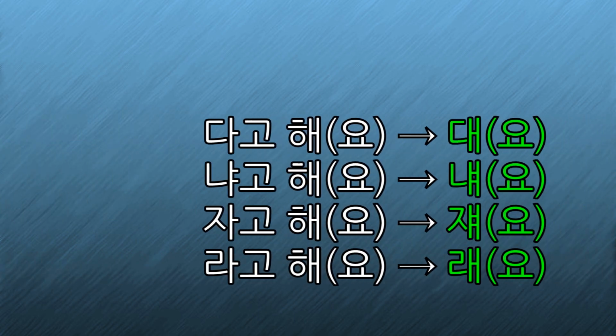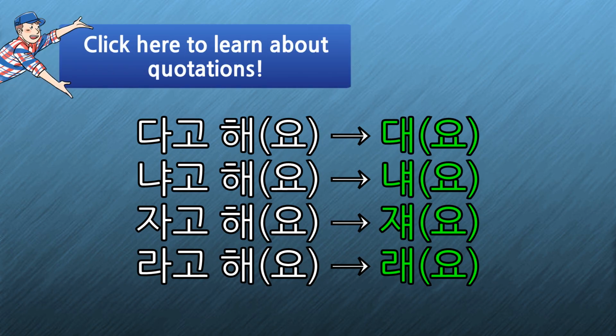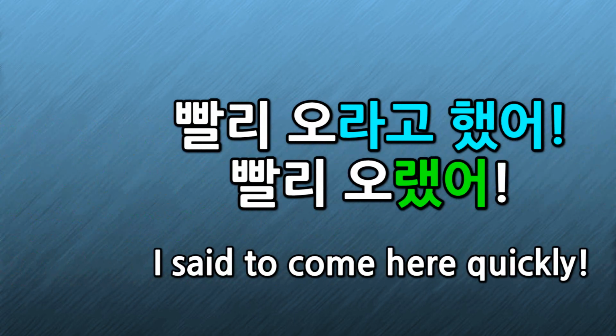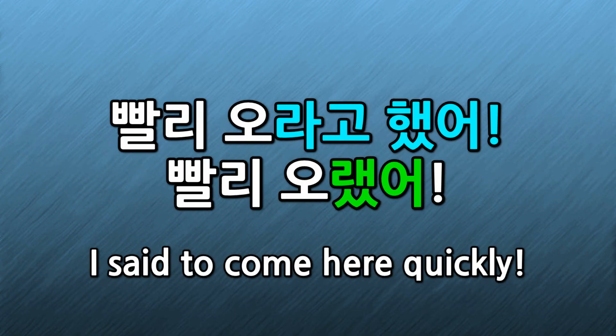So let's go on to some common grammar contractions. If you've never seen these forms before, check out my video on quotations here to review them. Now these forms are commonly used when you're quoting people or yourself. The first form, 다고, is the form you'd use when making statements, 냐고 for questions, 자고 for suggestions, and 라고 for commands. Here's a quick example. 빨리 오라고 했어 could become 빨리 오랬어. I said to come here quickly.